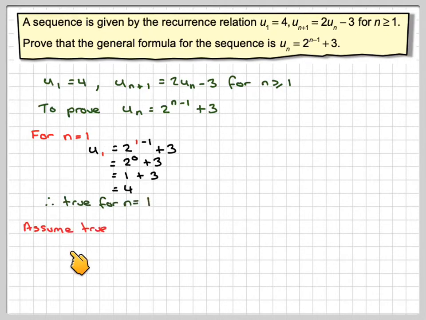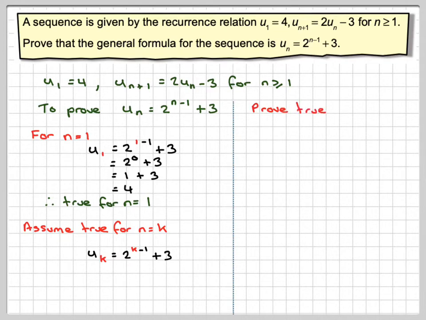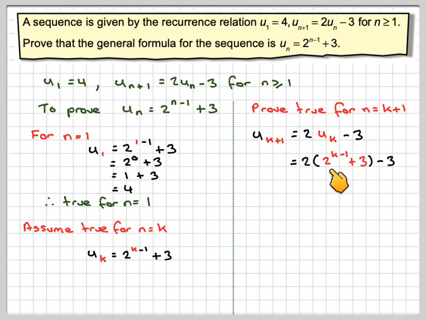Now we've got to assume true for n is equal to k, i.e. that u_k is equal to 2^(k-1) plus 3. And now using that, we've got to prove true for n is equal to k plus 1. So we go back to this one, and u_(k+1) will be 2 times u_k minus 3, which will be 2 times my u_k, which is 2^(k-1) plus 3. This is my assumption, minus 3.